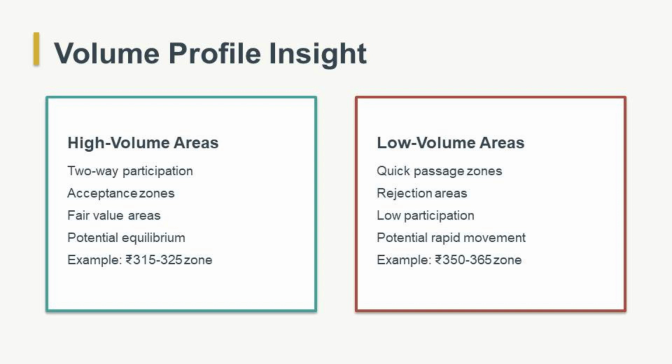Volume profile helps us understand where the market accepts price and where it rejects it. High-volume areas show agreement and balance. Low-volume areas often lead to faster moves and rejection. Right now, ITC is trading around accepted value, not exploring new territory.